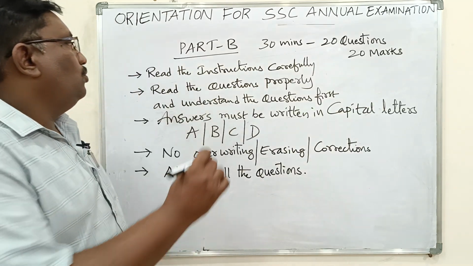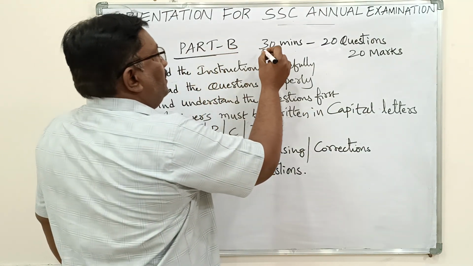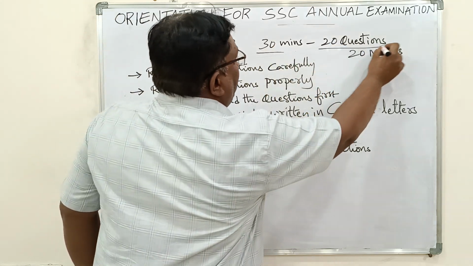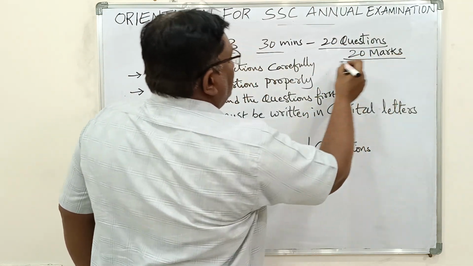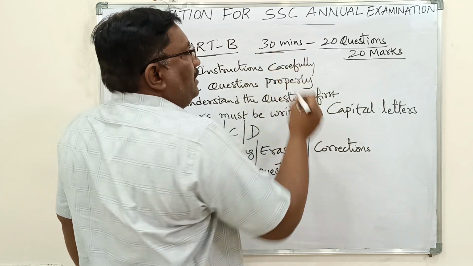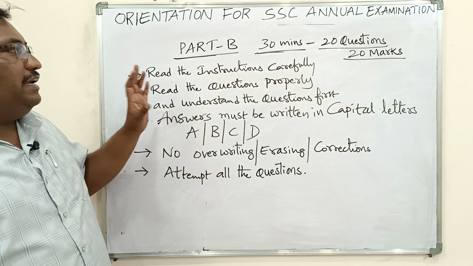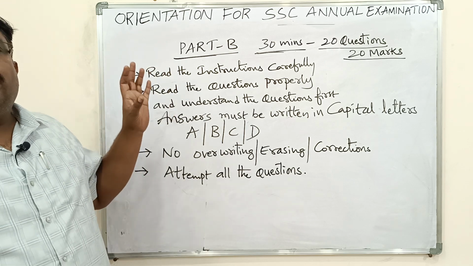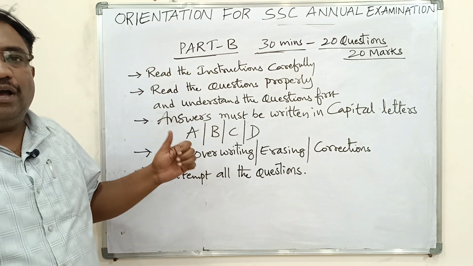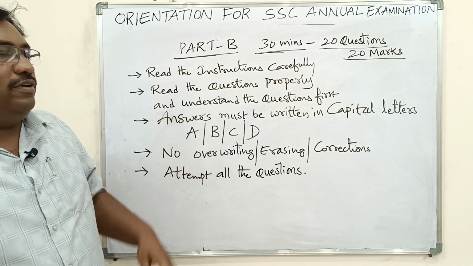Right. Coming to part B, this is for 20 marks. 20 questions will be there, 20 marks, and the time allocated for part B is only 30 minutes. Though we are saying it is 20 marks, they are very, very important in achieving 10 GPA or passing the exam also. They are very, very important.